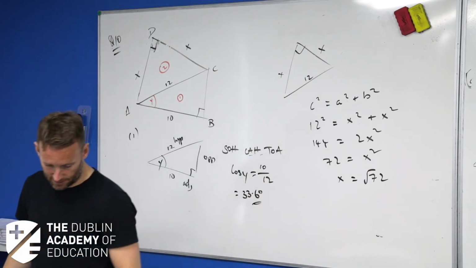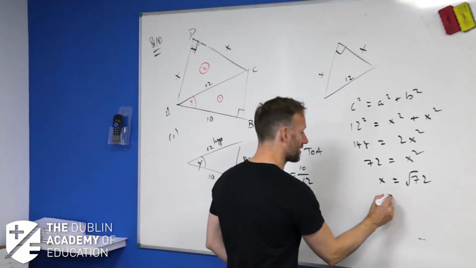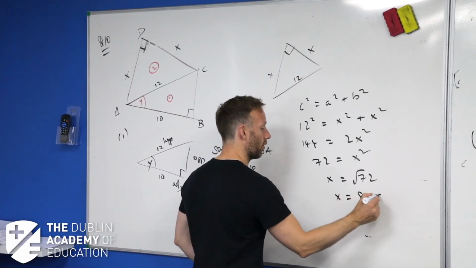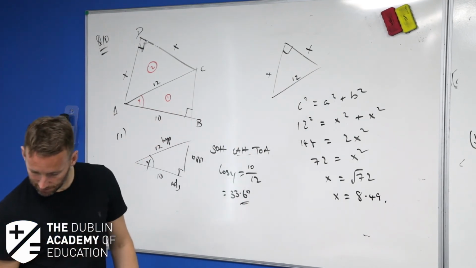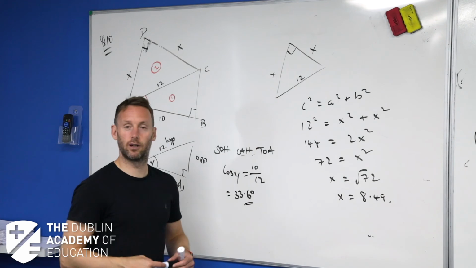And then the examiner says, give your answer correct to 2 decimal places. So x is equal to 8.49. And again, are we dealing with centimeters? What do we do? It doesn't tell us. So 8.49 is absolutely perfect.